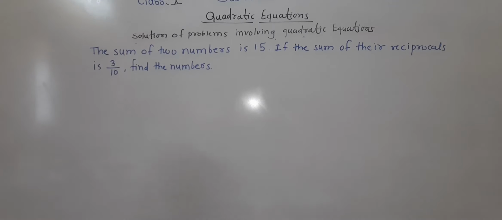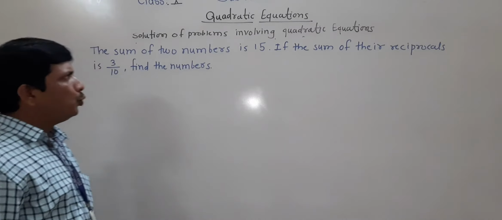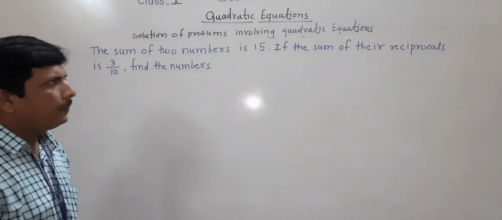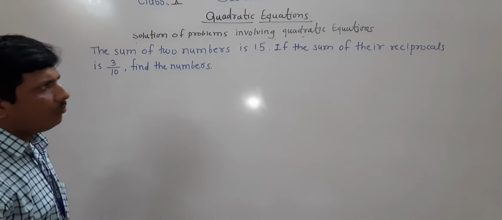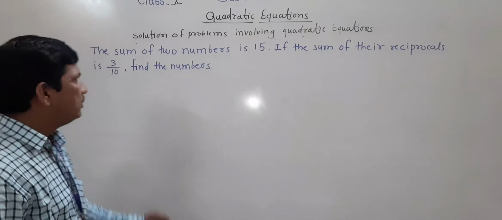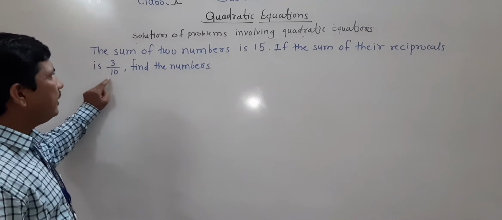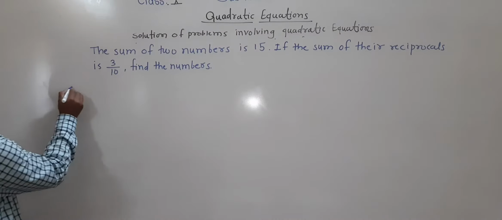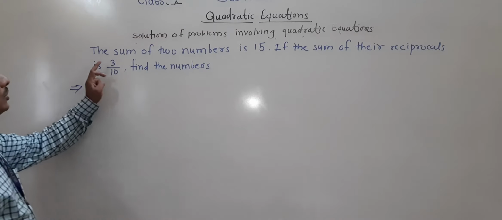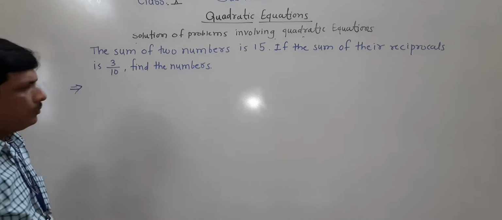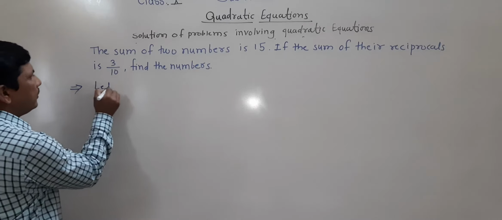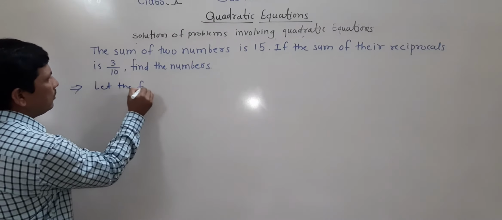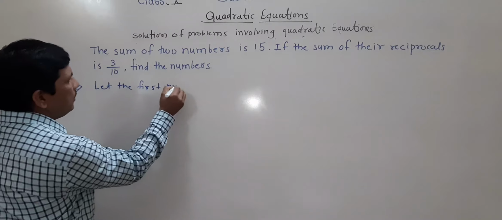Okay, the second problem is: the sum of two numbers is 15. If the sum of their reciprocals is 3 by 10, find the numbers. Okay, so according to the given condition, the sum of two numbers is 15. So let the first number be x.